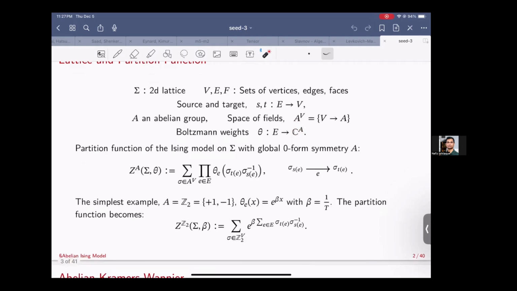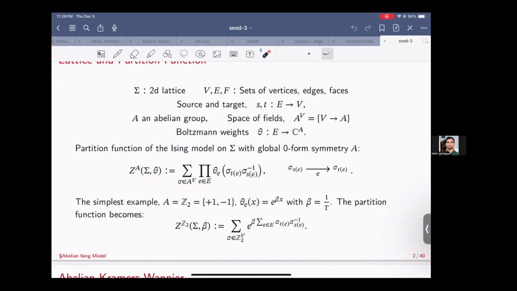My notation for the partition function is as follows. Here, A refers to the global symmetry of my theory. Sigma is the lattice on which I have defined the model, and theta refers to the Boltzmann weights or the coupling constants. And as usual, the partition function is defined as a sum over all field configurations and then a product over all the Boltzmann weights.